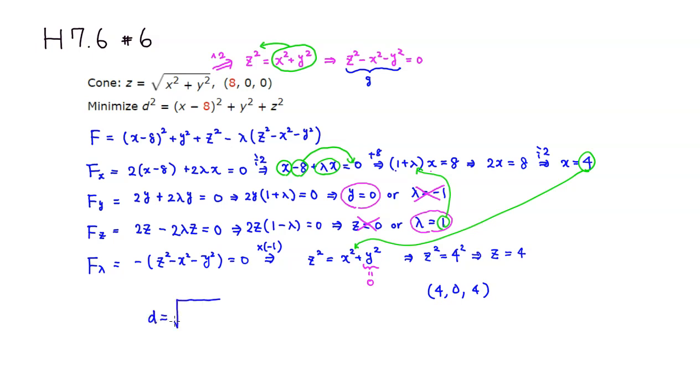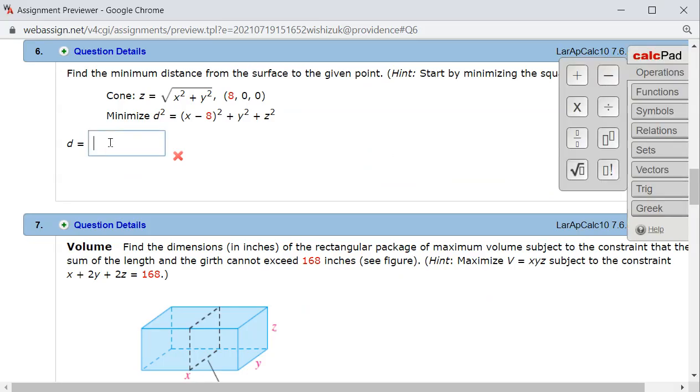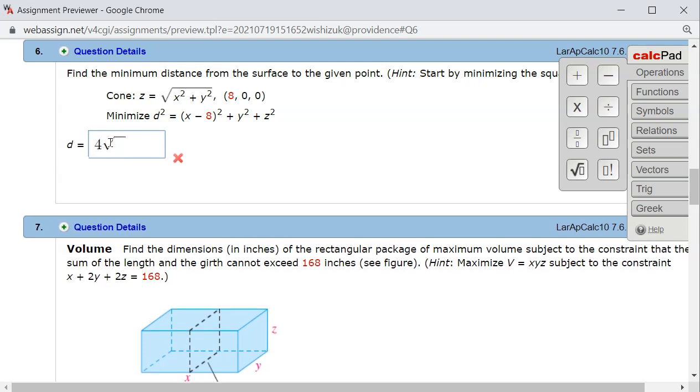So the distance d is going to be, don't forget the square root, 4 minus 8 squared, that's 16, plus y, which is 0, plus z, which is 4, so it's 16. So it's the square root of 32, which is equal to 4 times 4 is 16, and then divided by 2, so 4 square root of 2 is the minimum distance. So let's type it in: 4 square root of 2.